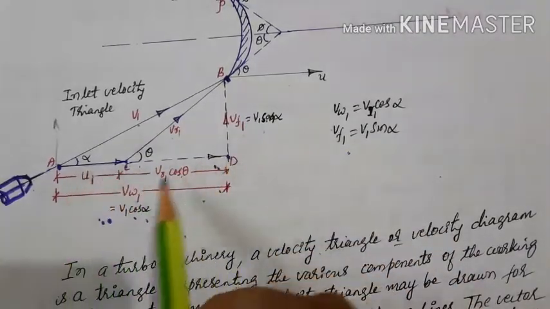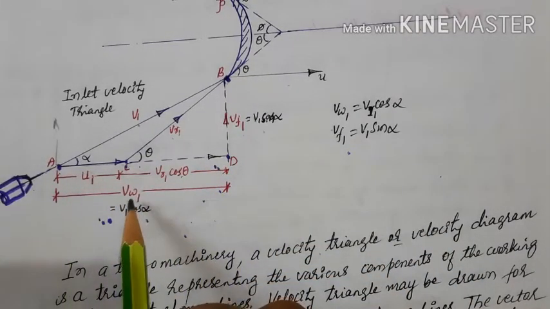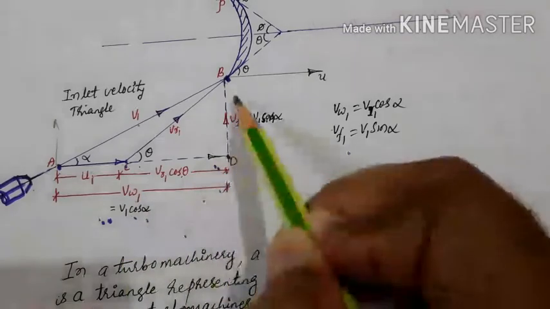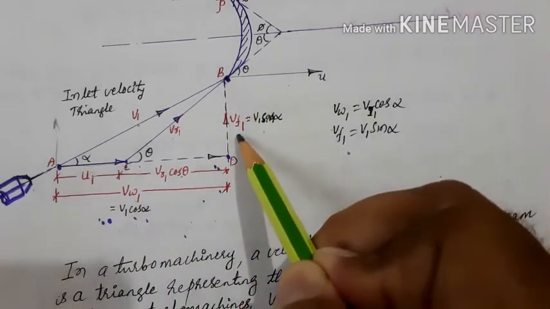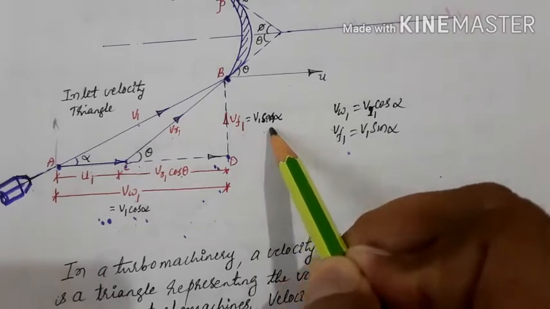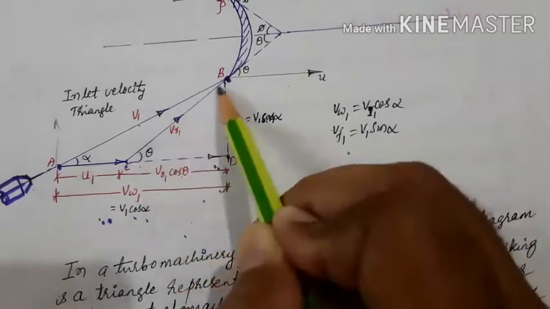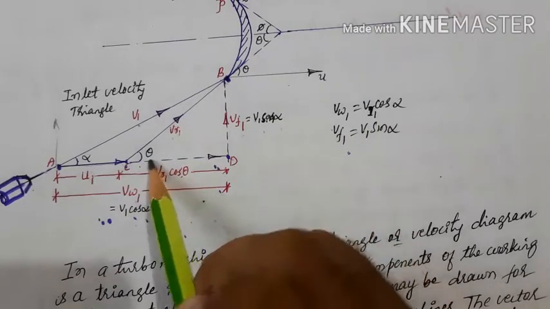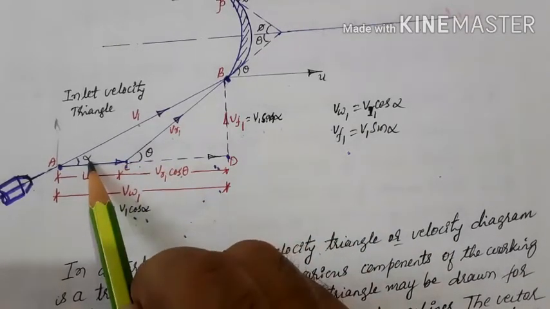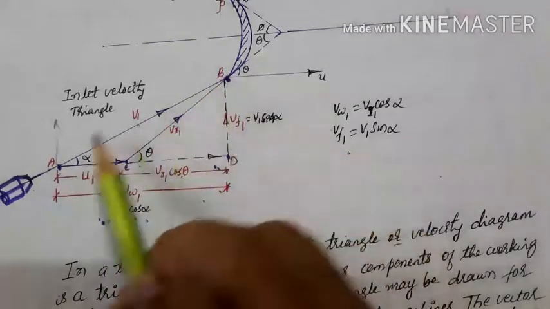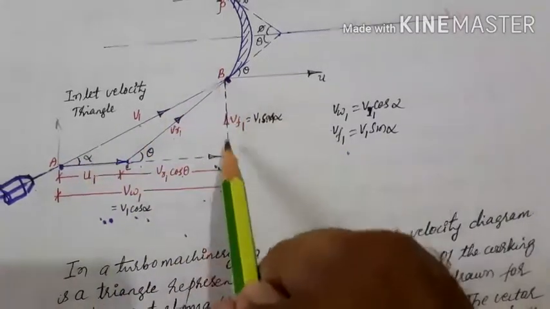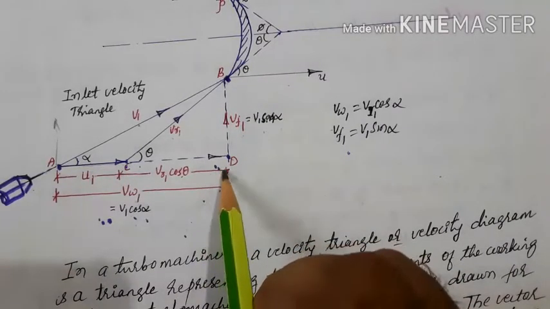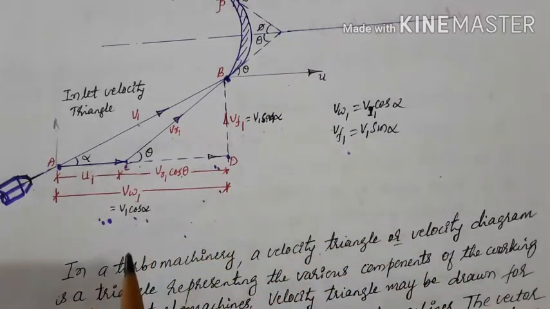The horizontal component represents the whirl velocity VW, that is V1 cos alpha. The vertical component represents the flow velocity, that is V1 sin alpha. And this VR1 makes an angle of theta, that is the vane angle at inlet, and alpha is called the nozzle angle or the guide blade angle. So this triangle ABD represents the inlet velocity triangle. I hope you understood this one.